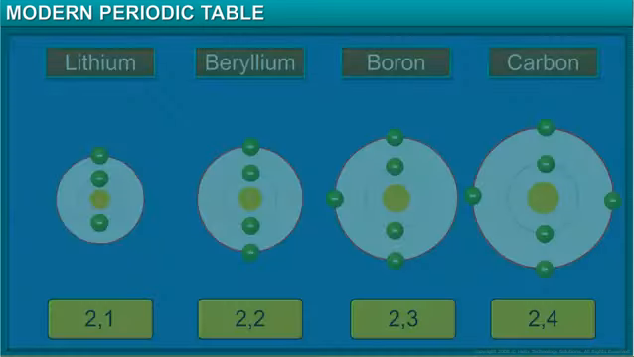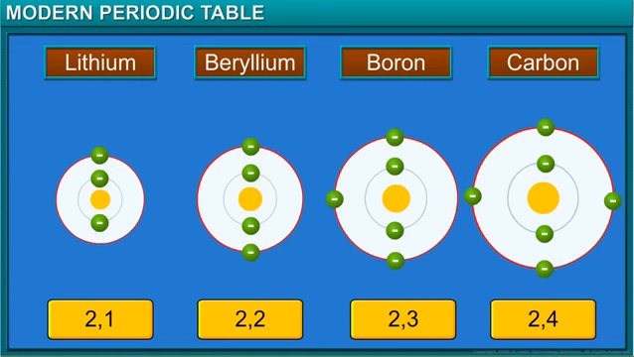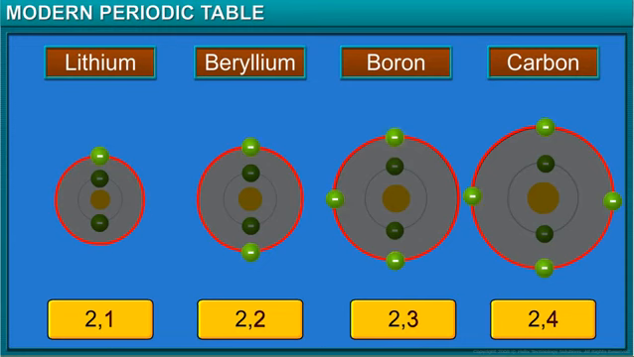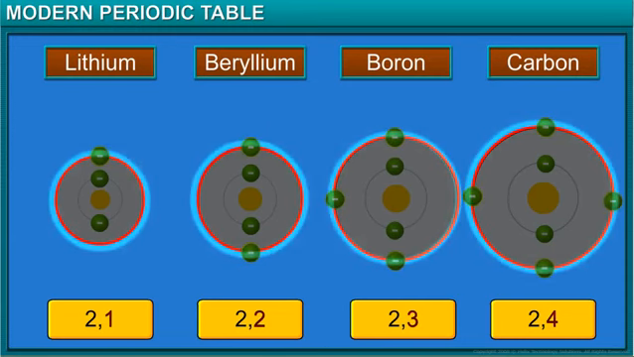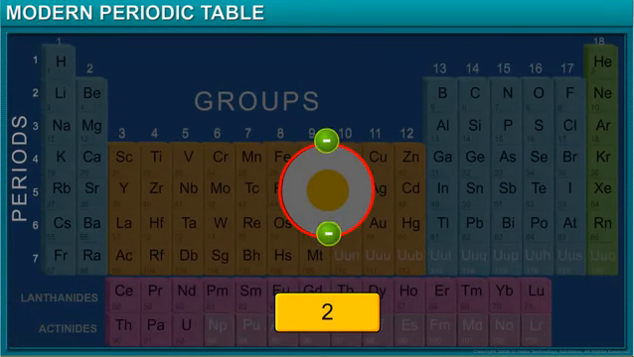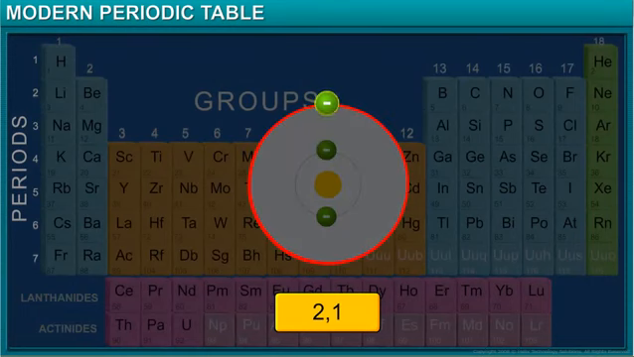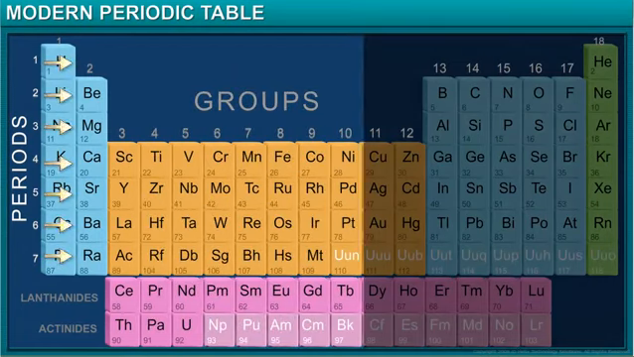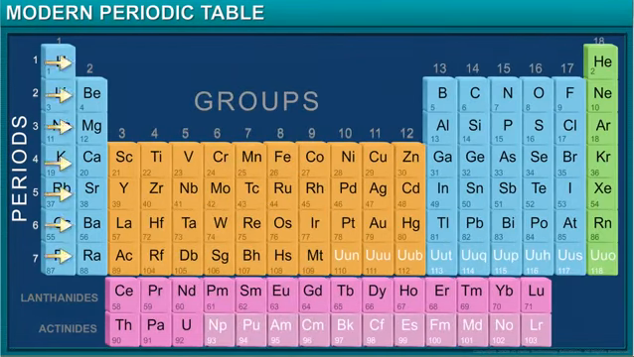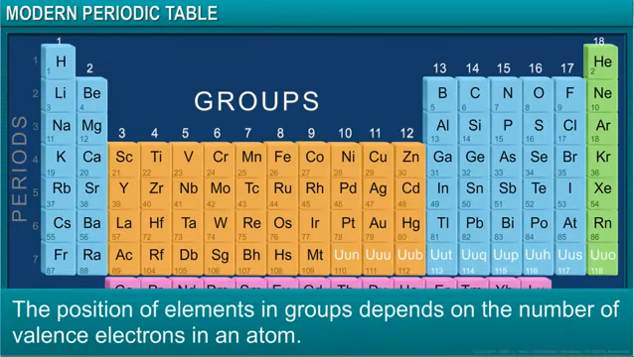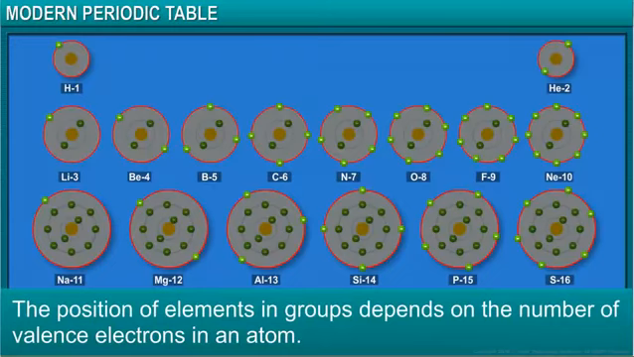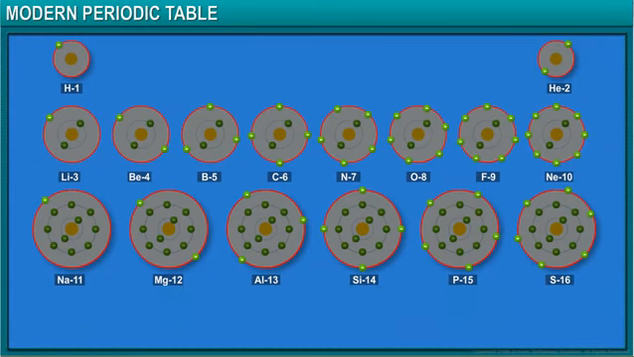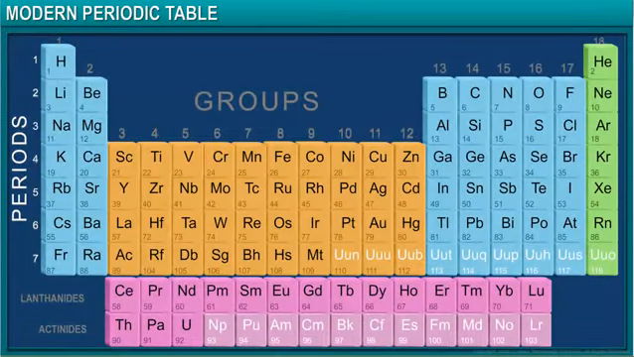And so on. We can see that these elements do not have the same number of valence electrons, but they have the same number of shells. The number of valence electrons increases by 1 unit as the atomic number increases by 1 unit on moving from left to right in a period. The position of elements in groups depends on the number of valence electrons in an atom. The atoms of different elements with the same number of occupied shells belong to the same period.